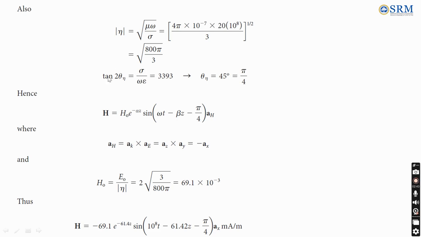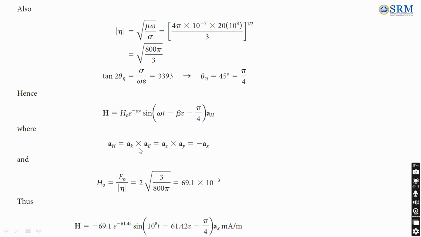Substitute all the values and we get this answer. To find the phase shift, we use tan 2 theta eta equal to sigma by omega epsilon. So theta eta we are supposed to find. We already found this value, right? Take tan inverse, and divide that answer by 2, we get 45 degrees. And the expression for magnetic field remains similar to the electric field: H naught e power minus alpha z sine of omega t minus beta z. The phase shift is pi by 4. The unit vector we have to find.